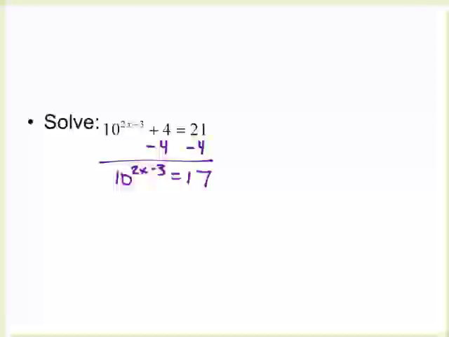10. What's the base in this problem? 10. When we have a base of 10, it will be a little bit easier to take a common log rather than the ln. You will get the right answer either way. Things just clean up a little bit better if we use matching bases. So in this problem, I'm going to do the common log, the log with the base of 10.